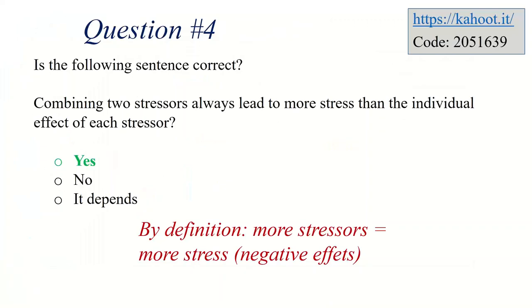By definition, a stressor is only driving negative effects. So if you combine two stressors, it will always lead to more negative effect. There is no way that combining two stressors is going to mitigate each other, like you can see with drivers. If you combine two drivers, you can have responses in all directions. But if you are at the level of being a stressor, where you deviate from this natural variability, it's always negative. So the answer would have been it depends if I had said two drivers, but if I say stressors, the answer is always yes.